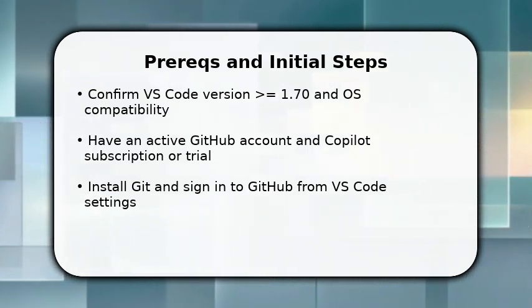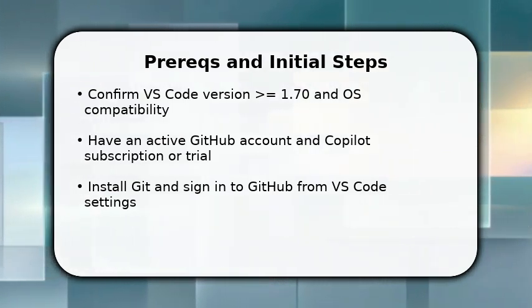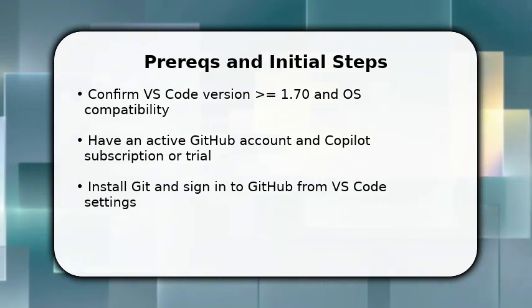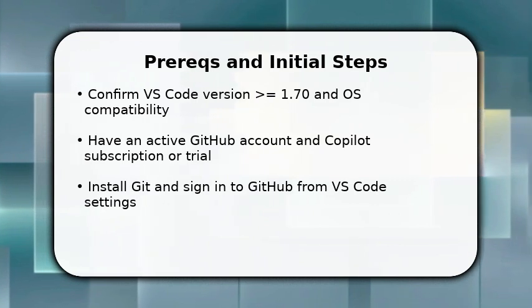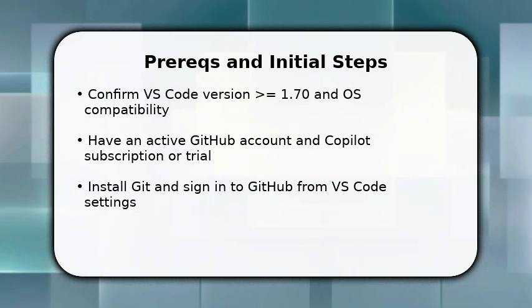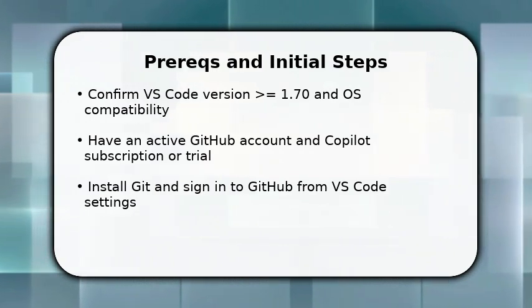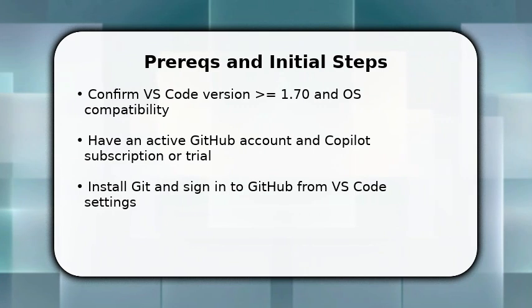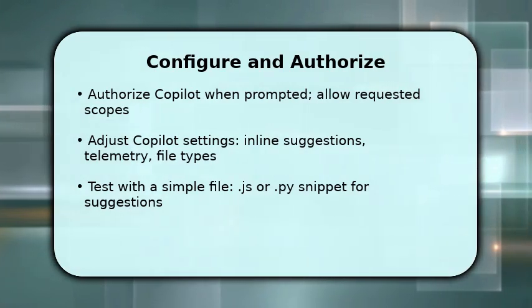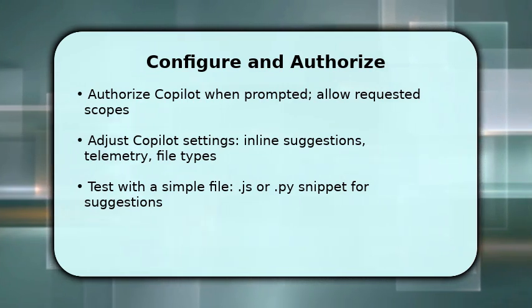Next, install the GitHub Copilot extension from the Extensions pane and enable it. Make sure to restart VS Code if prompted, because the authentication token needs a fresh session to register and the extension to activate properly. After installation, you authorize Copilot with the GitHub flow. Grant the extension the requested scope so it can provide context-aware suggestions.